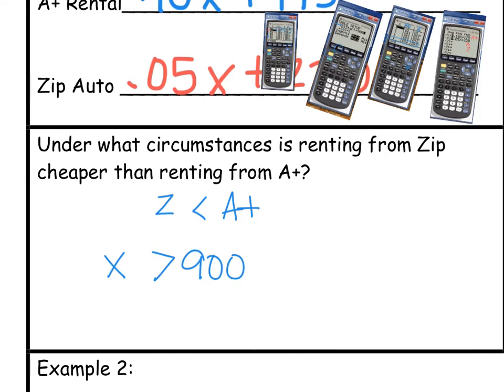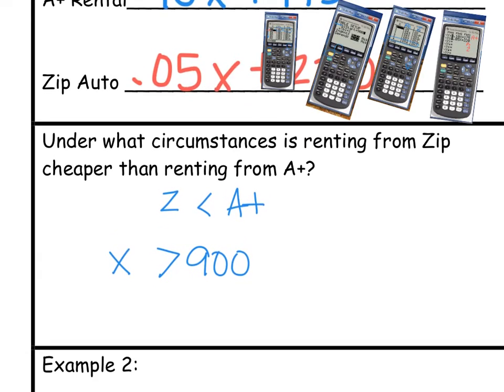So again, I want to know when Zip Auto Rental is cheaper than renting from A+, and we figured out from our list on our calculator that when the miles are bigger than 900, it's cheaper to rent from Zip Auto Rental than it is from A+ Rental.